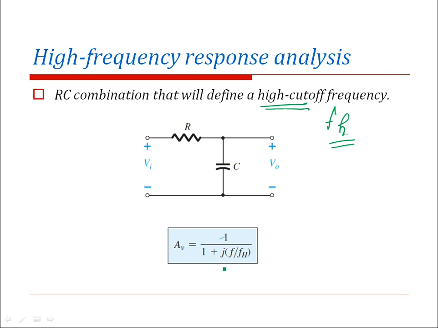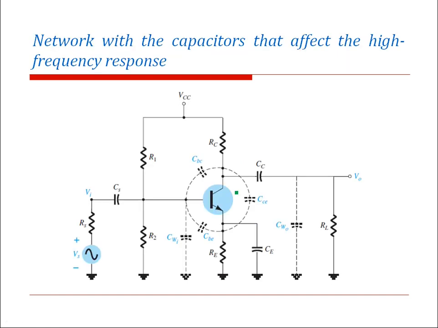So 1 by 1 plus j f by fs. This is an expression similar to the lower cutoff frequency which we derived. Please note the change in sign because you are taking the output across the capacitor here when it comes to the high frequency conditions. The parallel capacitances are coming into picture.